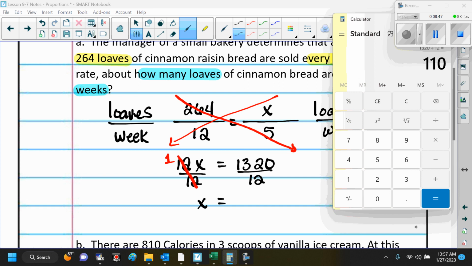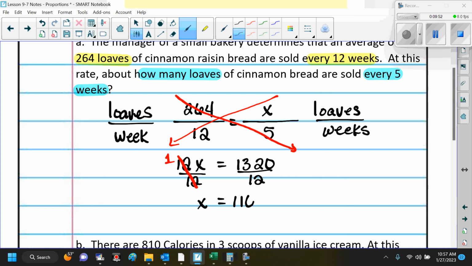And that equals 110. 110 what? Loaves. Loaves, L-O-A, oops, I spelled it wrong. Loaves, L-O-A-V-E-S, of cinnamon bread. Is everybody clear? Does everybody understand the cross multiplication?